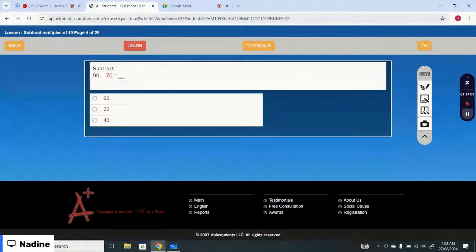The next one is subtract 90 take away 70. Which is the correct option?